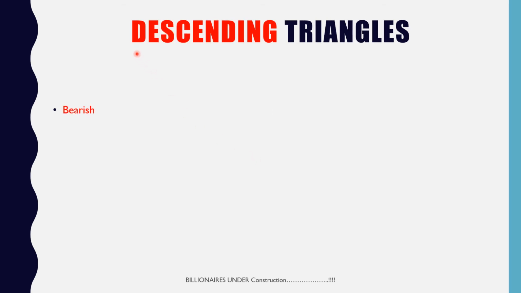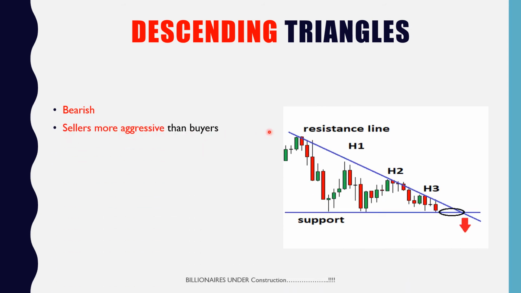You can take a screenshot of the previous slide too, and the third one is now descending triangles. This red color here indicates that this is a bearish pattern which appears in the market where sellers are more aggressive than buyers. This example here indicates formation of lower highs with an almost straight support line, and this is the resistance line which is drawn by connecting the lower highs, and this is the point of breakout.